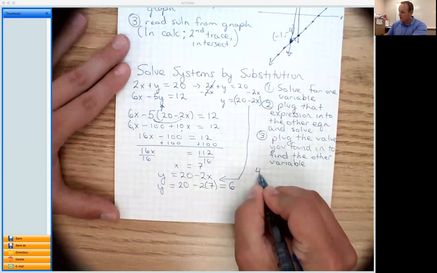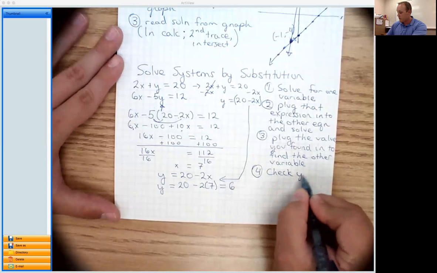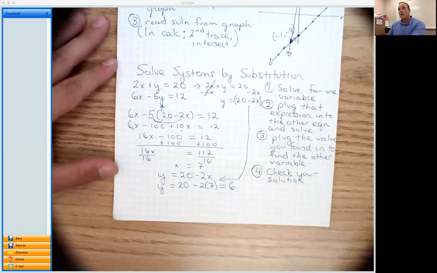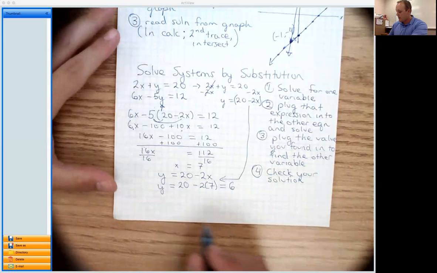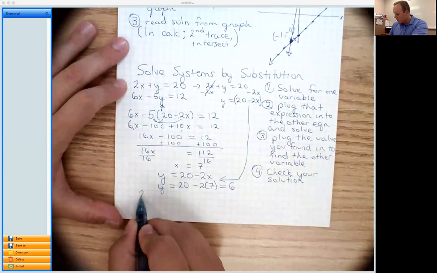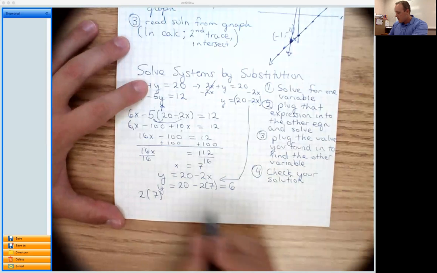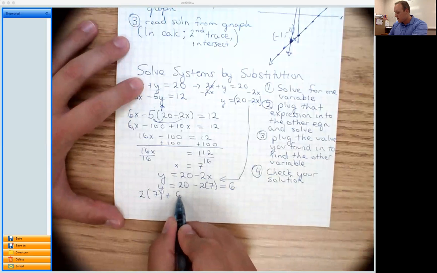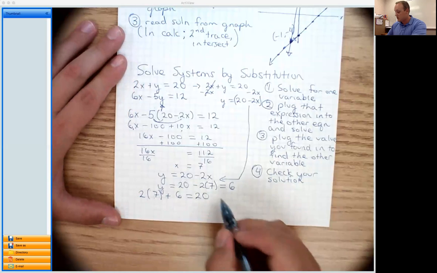Fourth thing you should always do, check your solution. How do I check my solution? Plug it back into the equations. All right, so now that top equation, 2, and the value I found for x was 7. All right, I plug it in for y. The value I found for y was 6. And I believe that 14 plus 6 is 20.